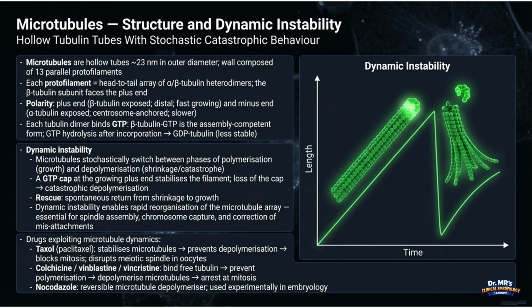It shrinks and shrinks until, purely by chance, it might suddenly bind a fresh cluster of GTP tubulin, reestablishing a cap. This starts the catastrophe and it starts growing again. This recovery is called a rescue.